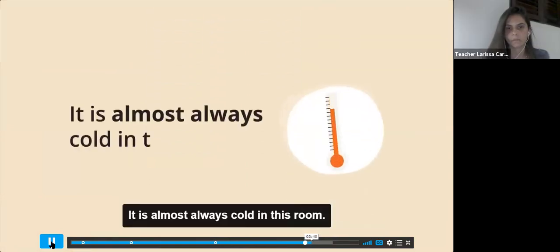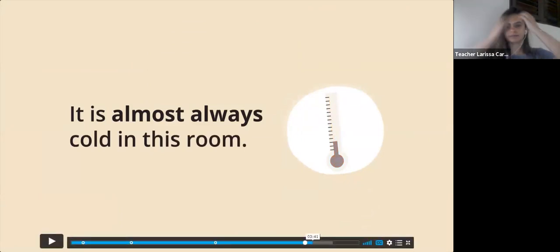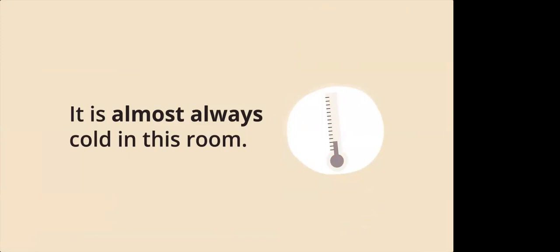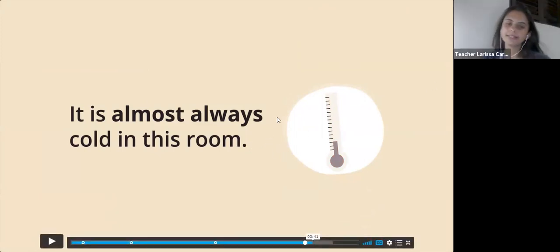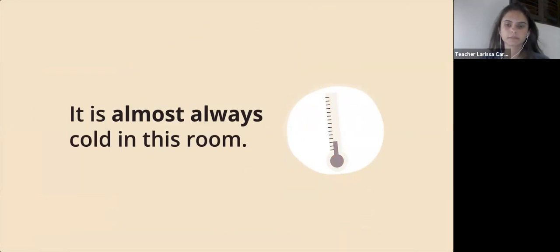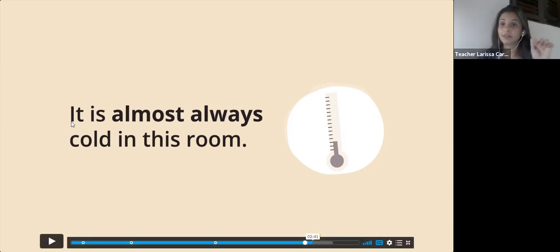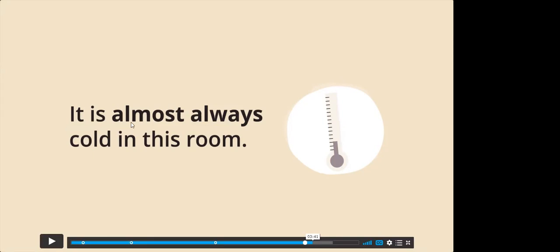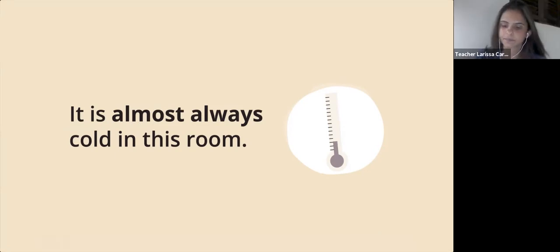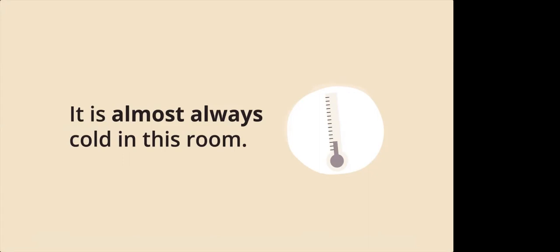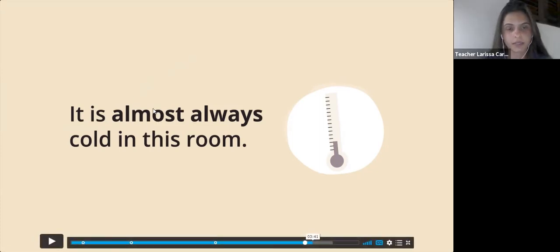Let's look at some more examples of adverbs of frequency in a sentence. It is almost always cold in this room. Okay, so please, Cecilia. It's almost always cold in this room. Is it always cold? What is cold? Not hot. But in this phrase here, it is almost always cold in this room. So, is it always 100%? No, 95%. Very good. Here's almost always.